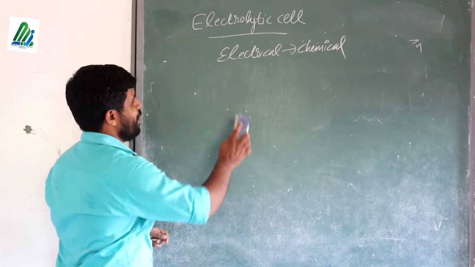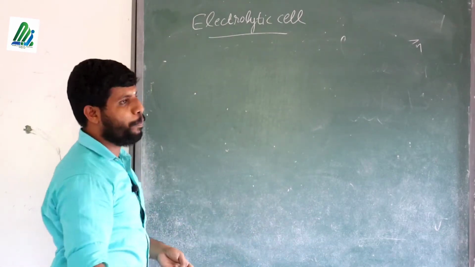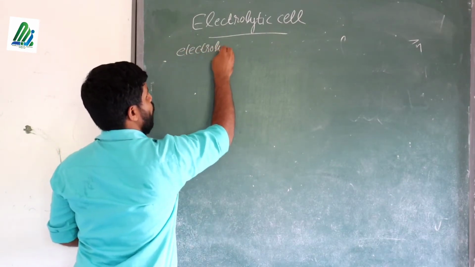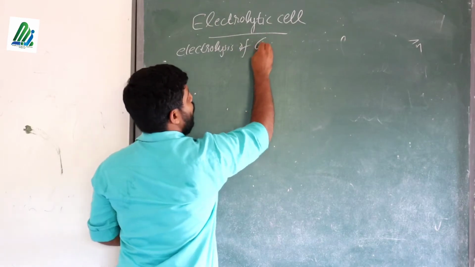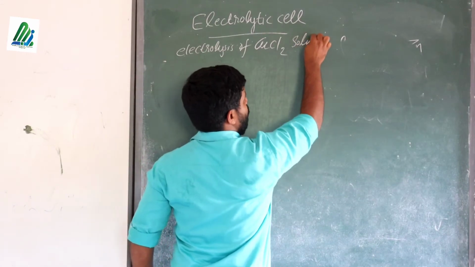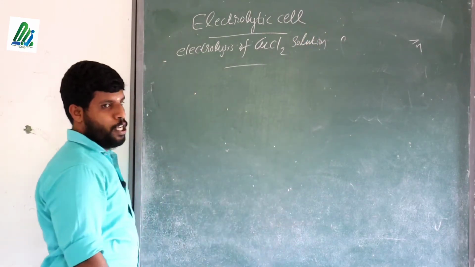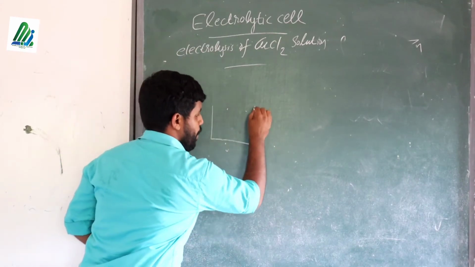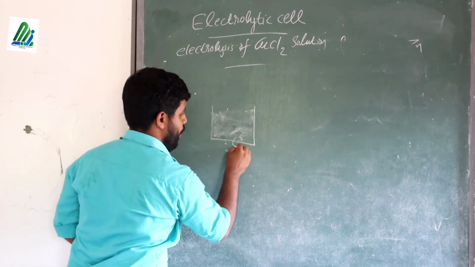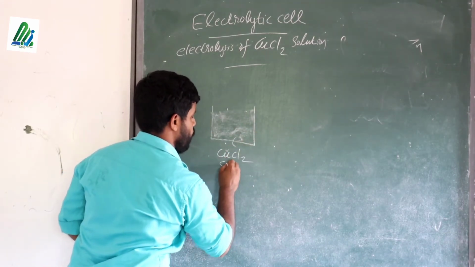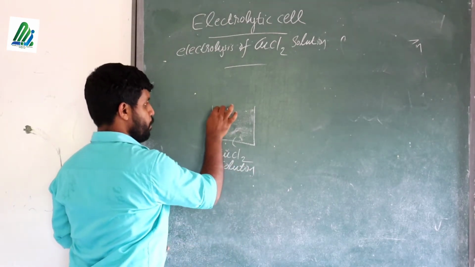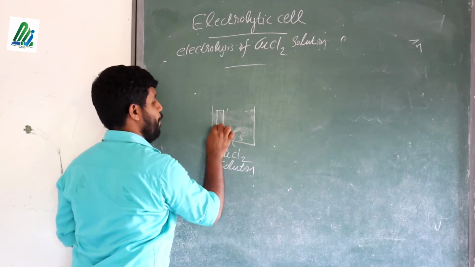Here we are going to discuss the electrolysis of cupric chloride solution, CuCl2 solution. In this case you just take one beaker. That beaker contains the CuCl2 solution, and you dip two carbon or graphite electrodes.